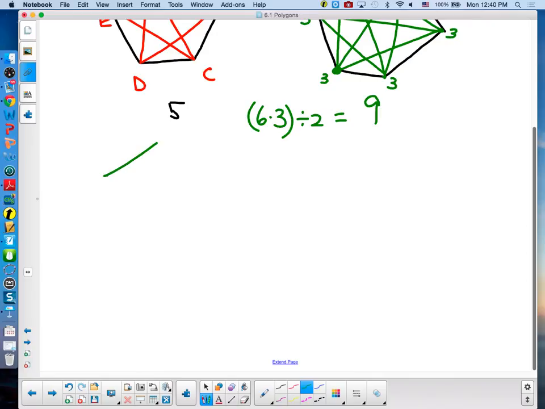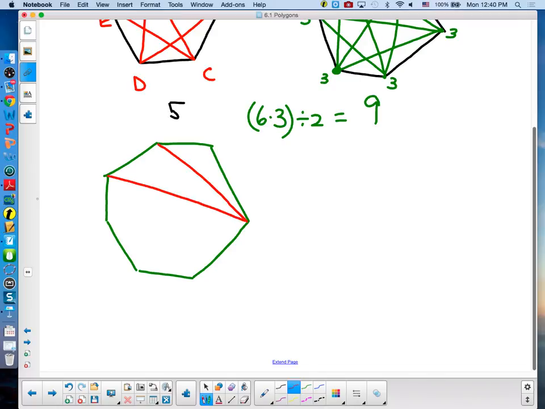1, 2, 3, 4, 5, 6, 7. Okay, so if I go from this corner, I can draw 1, 2, 3, 4 diagonals. Okay, so how many corners are there? And there's 4 diagonals from each one. That's 28 total, but we said we don't want to double count. Divide by 2, so there should be 14 diagonals.